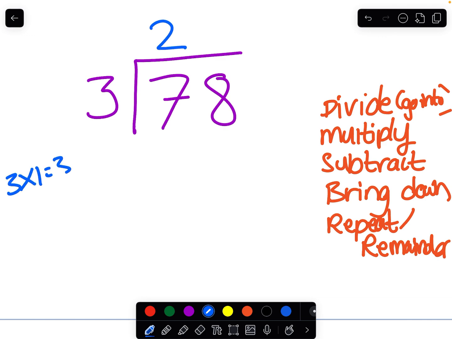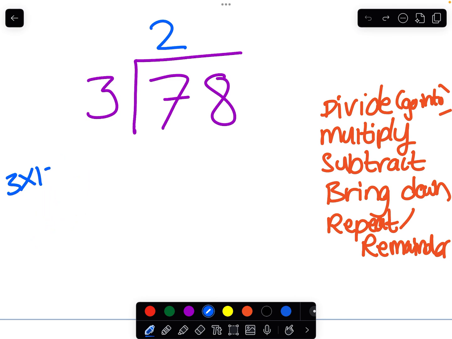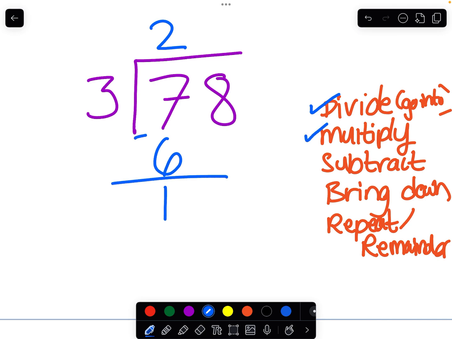3 times 1 equals 3. 3 times 2 equals 6. 3 times 3 equals 9. That one's too big, so it's got to be this one, right? So 3 times 2. So we did our divide step. Now we're going to do our multiply step. 3 times 2 equals 6. We did multiply. Now we subtract. We did our subtract step.